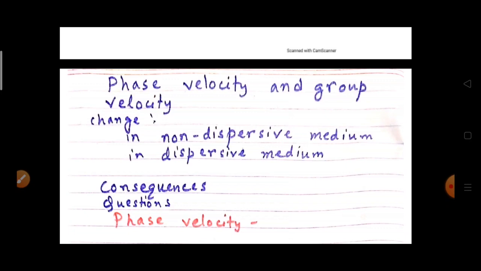Today we will become familiar with two terms, phase velocity and group velocity. Do you understand what phase velocity and group velocity are? Can you visualize them? Why do we need these two terms whenever we are referring to a wave, or rather not a wave, it should be a wave train? We will understand it physically, and I will also discuss the effect of phase velocity and group velocity when the wave train passes through a dispersive medium or a non-dispersive medium. What will be the consequences? And I will discuss the previous year questions.